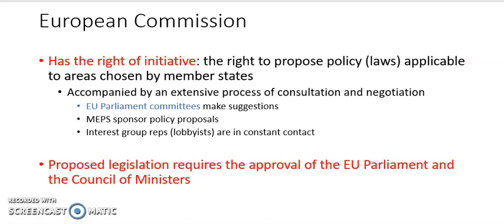Now, as you can see here, like we said, two other bodies, the European Parliament and the Council of Ministers. These two have co-decision making powers. So whatever is proposed by the European Commission will have to be approved by the EU Parliament and the Council of Ministers.